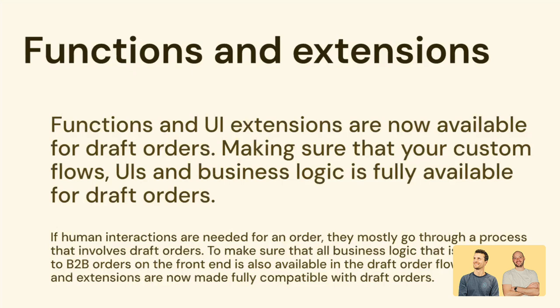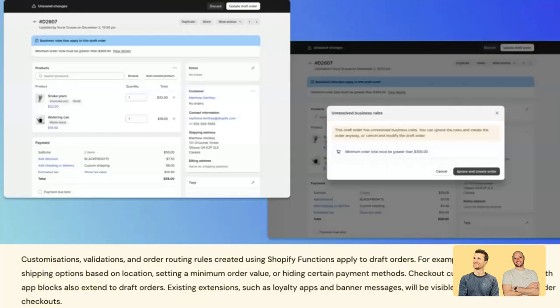Now Shopify made sure that the functions and the extensions that you created are also valid for draft orders. One example is if you have a limit so that people cannot place orders under 300 euros. You could do this with Shopify Functions, and if people went to the checkout, they got an error message saying if your order is below 300, you cannot check out. Back in the days, before the feature that we are now discussing was released, you could still make a draft order under 300 euros, and you didn't get the error message.